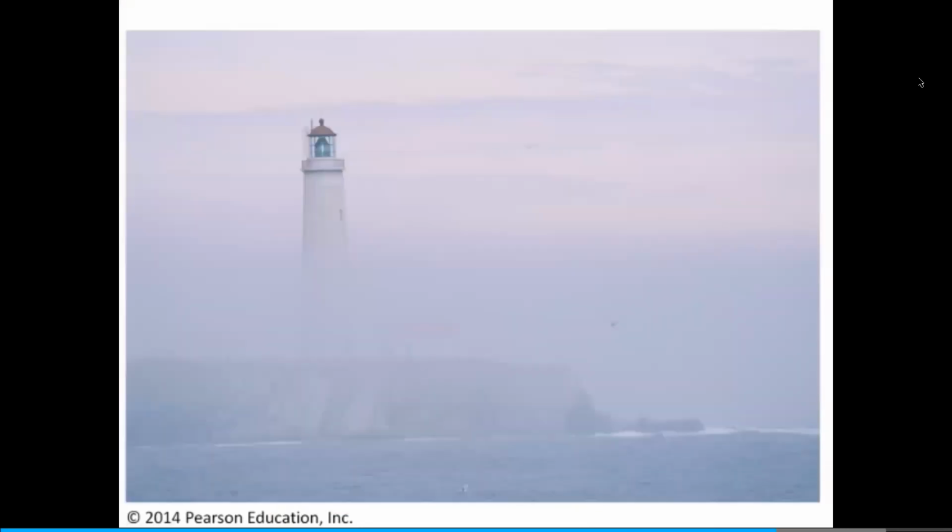There's not much to see here, but this is a foggy coast. Maybe the coast of like Maine or California or someplace like that. You can see there's a lighthouse. This fog is basically a cloud that's sitting on the ground. So which of the phase changes is at work to produce this scene?